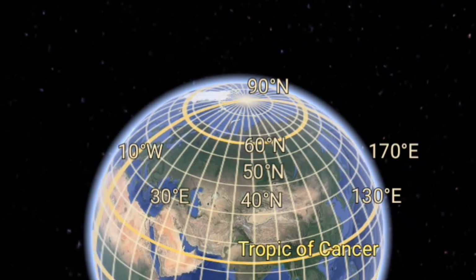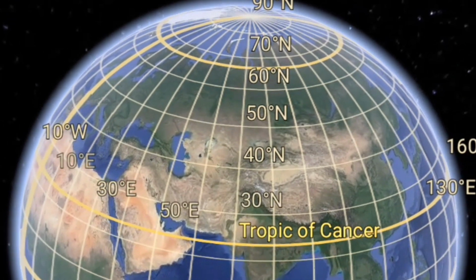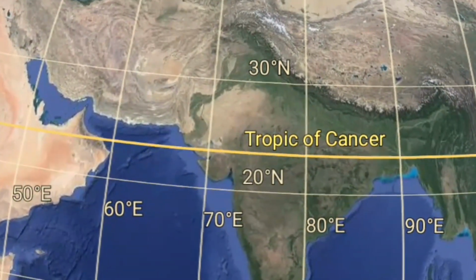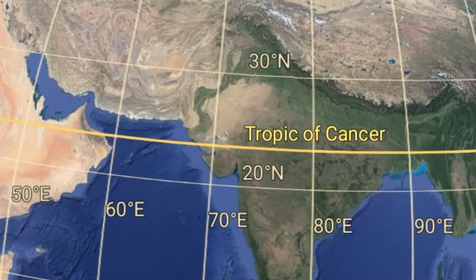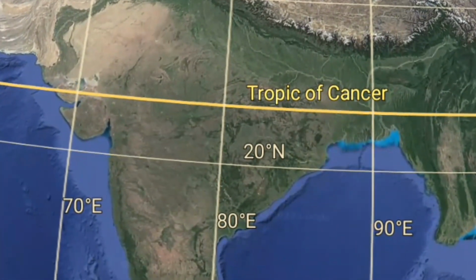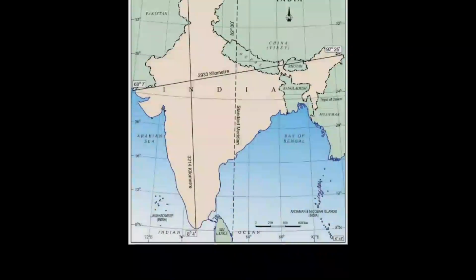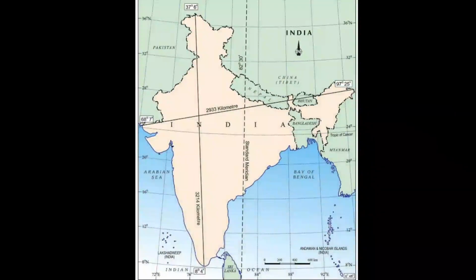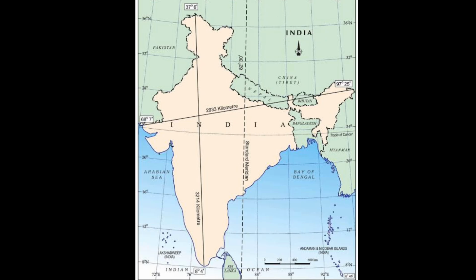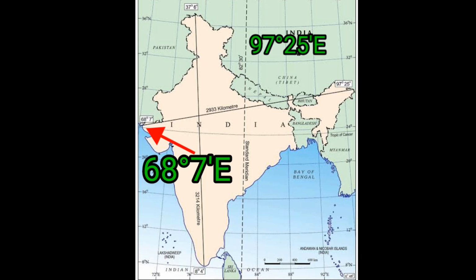In the beginning, we mentioned that the latitude and longitude lines are used to determine the position and extent of a country or place. Now let's see and read about the position and extent of India. India is located here on the globe. To understand it properly, we will use this map. India's north-south extent is between 8 degrees 4 minutes and 37 degrees 6 minutes north latitude. Similarly, India's west-east extent is between 68 degrees 7 minutes east longitude and 97 degrees 25 minutes east longitude.